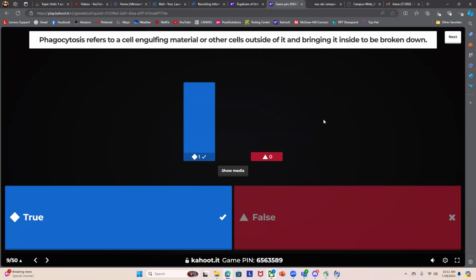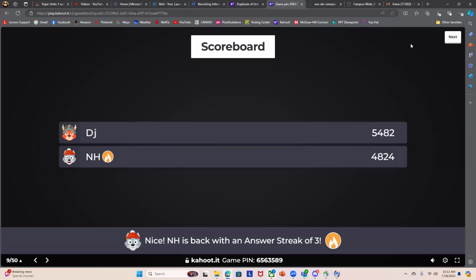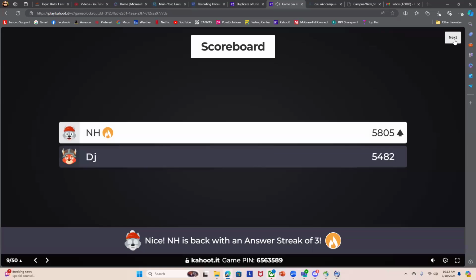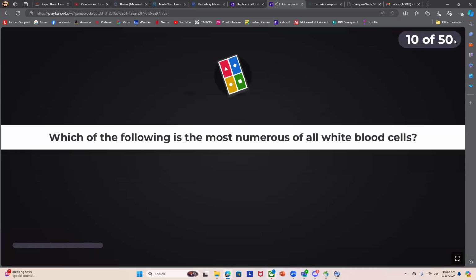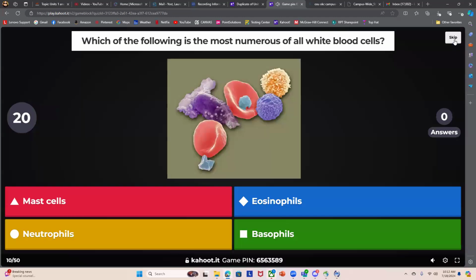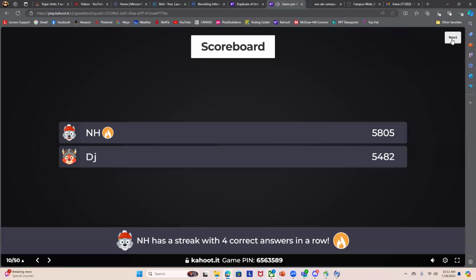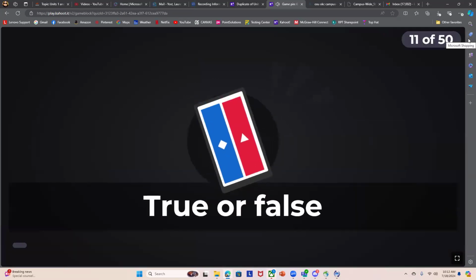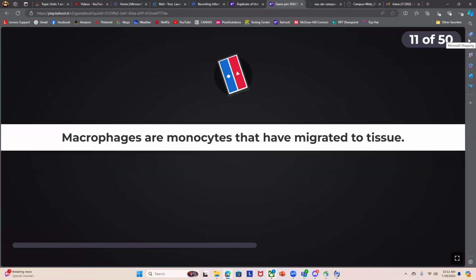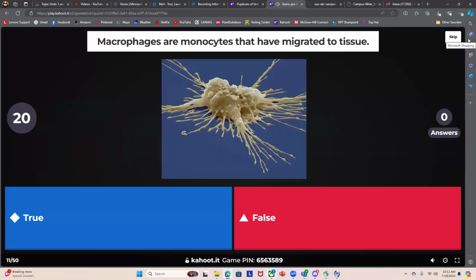So phagocytosis refers to a cell engulfing material or other cells outside of it and bringing it inside to be broken down, and that one is true. That's exactly what that means. Cell eating. All right. Which of the following is the most numerous of all white blood cells? Neutrophils. This is just one you kind of have to know. And if you've seen any CBCs, then you probably already know that one. All right, true or false, macrophages are monocytes that have migrated to tissue.